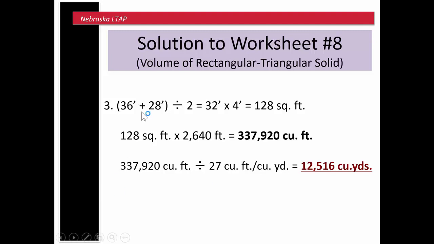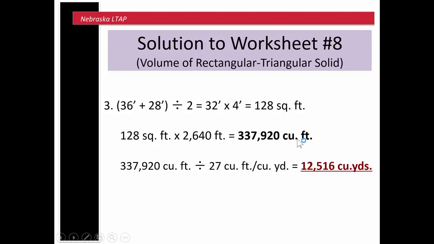So we're going to calculate first the area of that shape. We've got base 1, base 2, and what they're calling the depth is actually the height. So 36 feet plus 28, divide that by 2, and then multiply it by 4. So the area of the shape, that facing piece of it, is 128 square feet. Once we add the length of this object, it's 2,640 feet. So we're going to multiply this by 2,640 feet to determine the volume of this object. And this is the answer we should get.